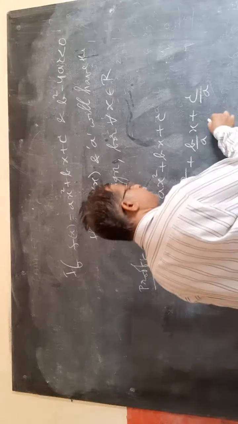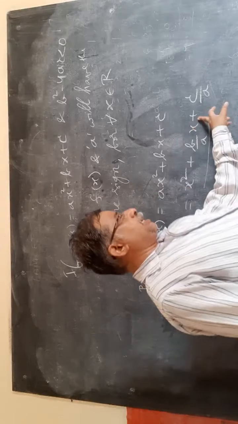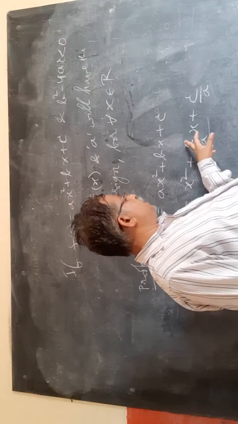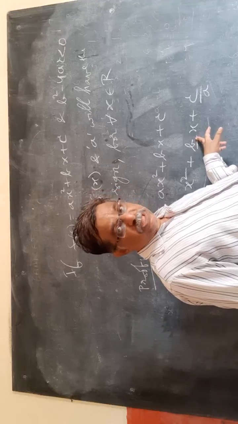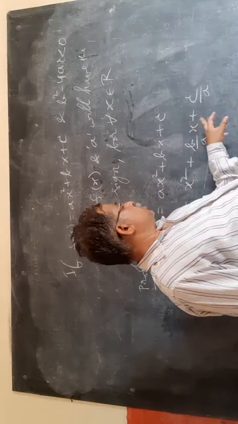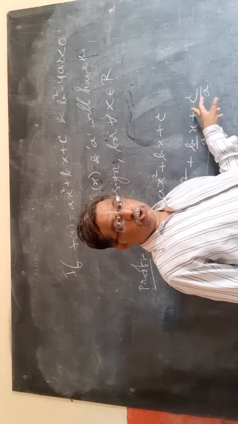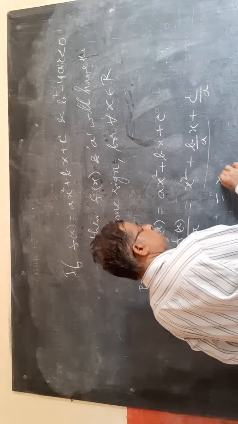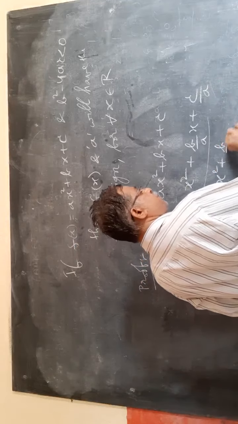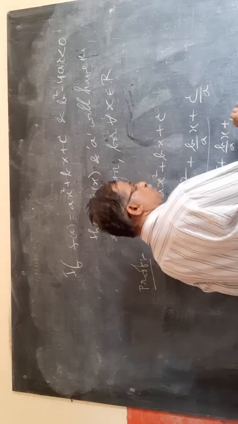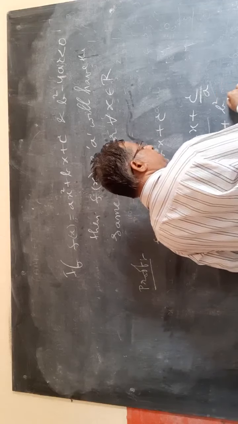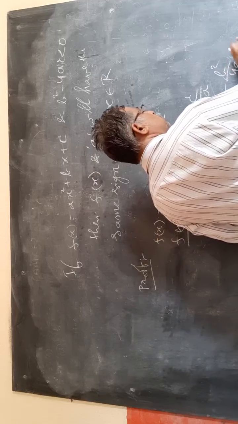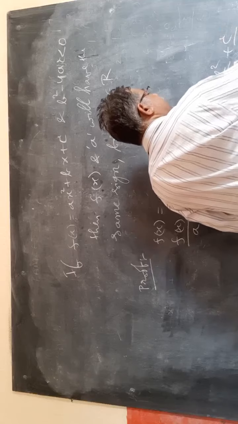Now I will go for completing the square for this. a square plus 2ab plus b square, and here 2b equals b by a, so b equals b by 2a. So I want to make it a completing square by adding and subtracting b square by 4a square. So x square plus b by a x plus b square by 4a square, adding and subtracting without changing the given value, plus c by a as is.